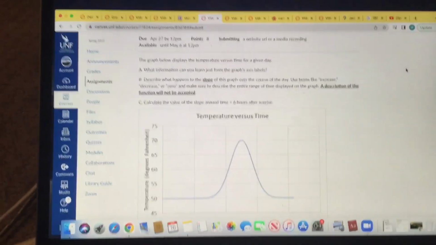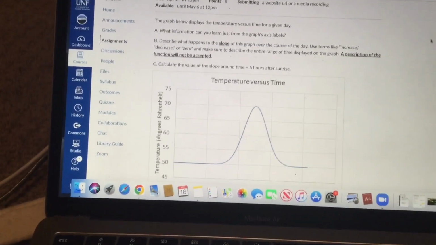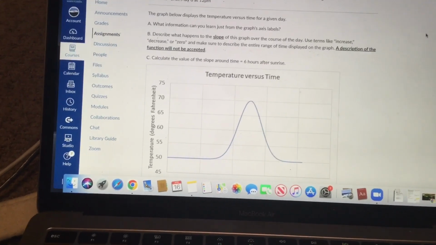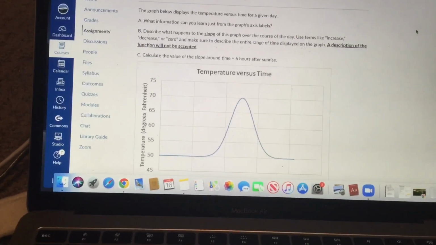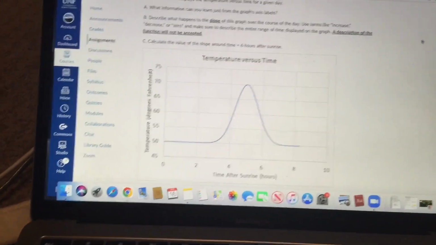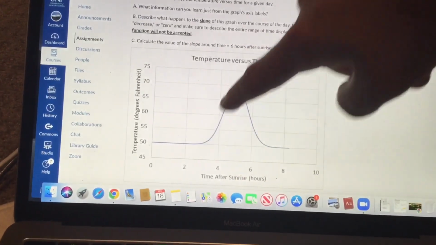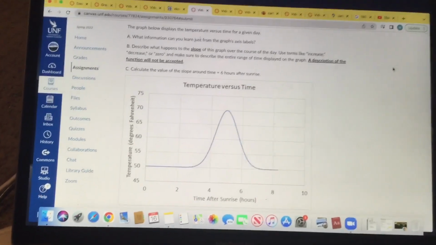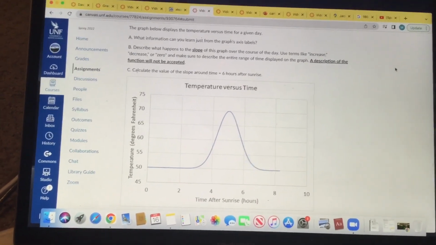Hello and welcome. So today we are looking at a graph and we're trying to find out what information we are being given, and from this, we're trying to figure out what the slope is. Now, slope is the change of whatever happens to the graph. This is a very simple mathematical thing.